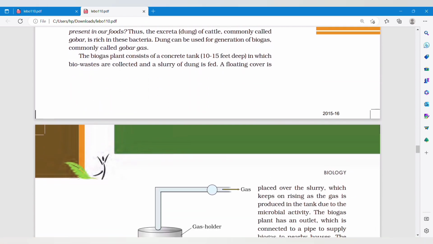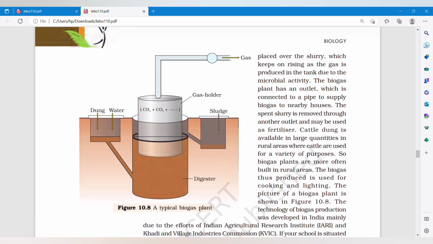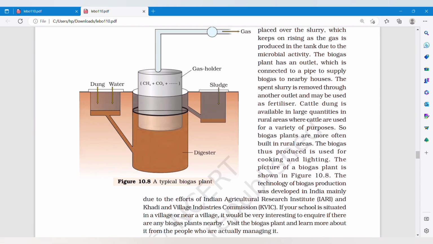The biogas plant consists of a concrete tank that is 10 to 15 feet deep in which bio-wastes are collected and a slurry of dung is fed. A floating cover is placed over the slurry, which keeps on rising as the gas is produced in the tank due to the microbial activity. The biogas plant has an outlet which is connected to a pipe to supply biogas to nearby houses. The spent slurry is removed through another outlet and may be used as a fertilizer.